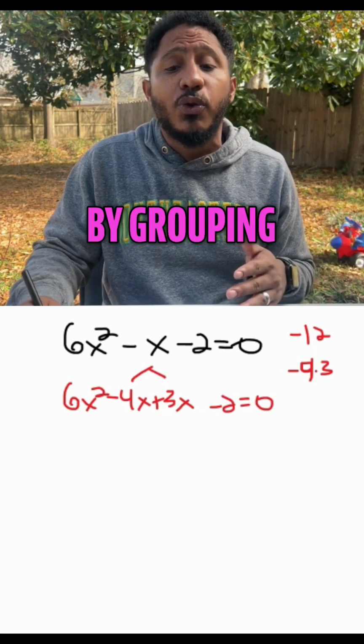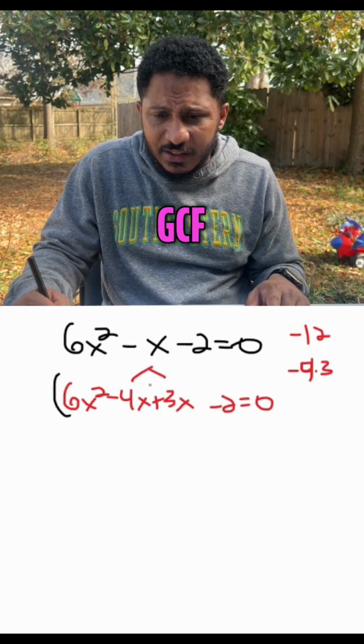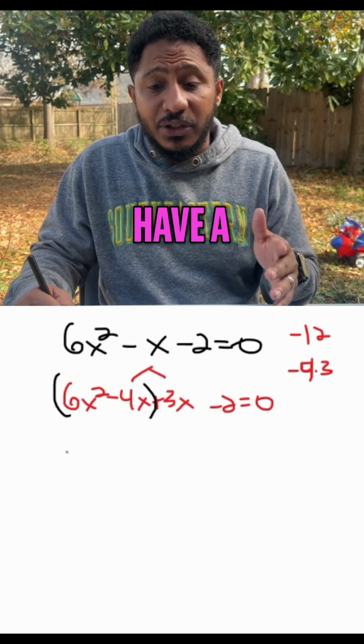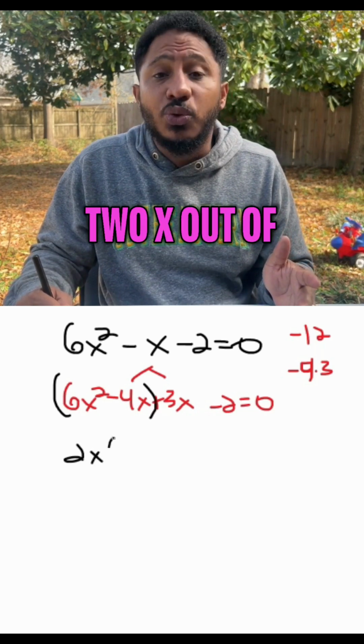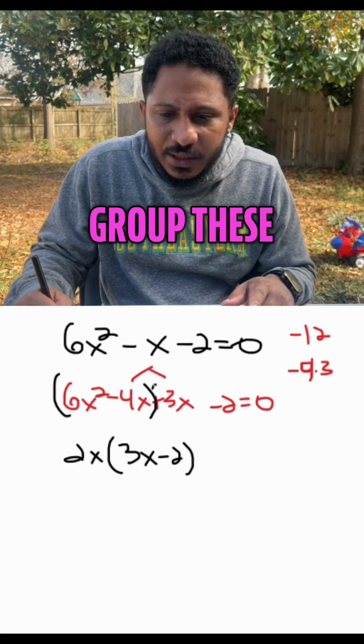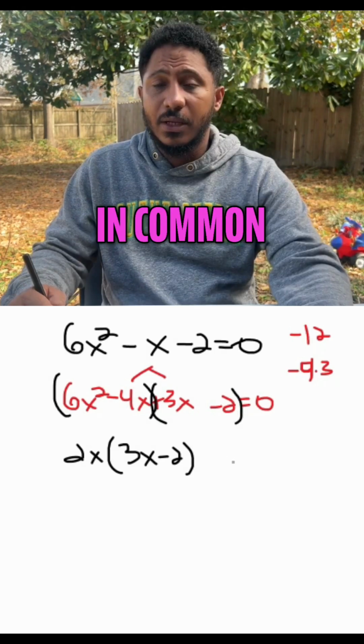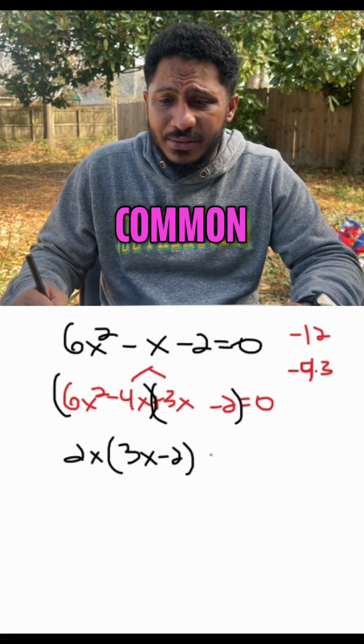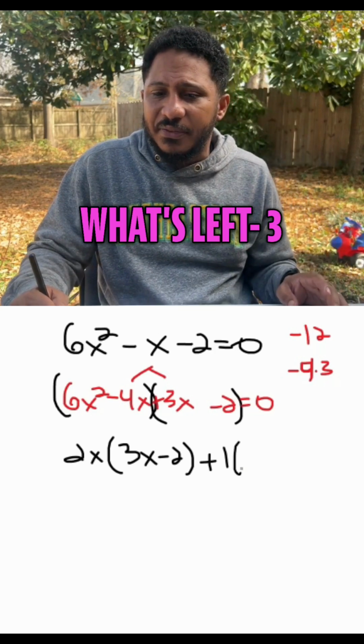We factor 4 terms by grouping, meaning group these two. What's their GCF? What do they have in common? Notice they both have a 2x in common. If I take a 2x out of each, what's left? Just 3x minus 2. Group these two. What's their GCF? Well, notice they both have just a 1 in common. I'll take a 1 out of each. What's left? 3x minus 2.